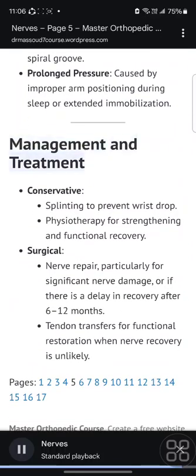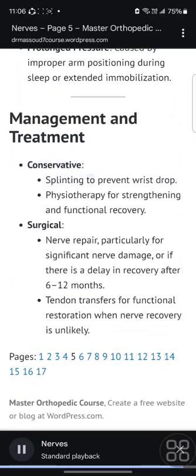Management and treatment. Conservative: splinting to prevent wrist drop; physiotherapy for strengthening and functional recovery. Surgical: nerve repair, particularly for significant nerve damage, or if there is a delay in recovery after 6 to 12 months. Tendon transfers for functional restoration when nerve recovery is unlikely.